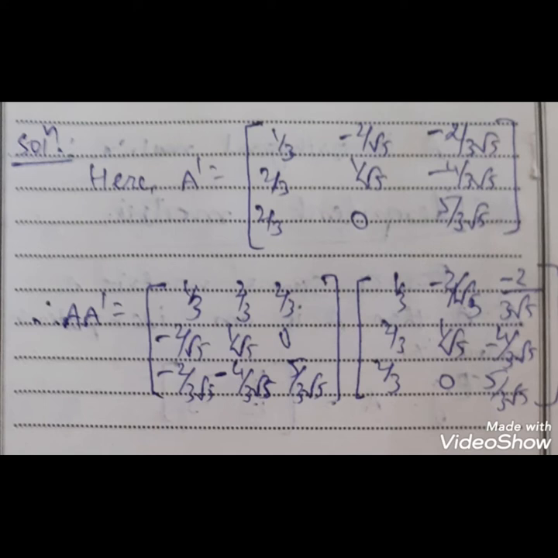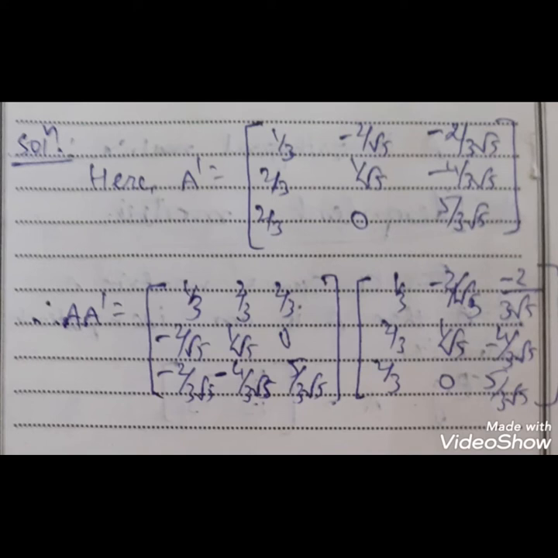that is 1/3 into minus 2/√5, means minus 2/(3√5), 2/3 into 1/√5, that is plus 2/(3√5), and 0. Similarly, first row multiplied with the third column gives the third element of the first row, so 1/3 into minus 2/(3√5), that is minus 2/(9√5), 2/3 into minus 4/(3√5), it will be minus 8/(9√5), and 2/3 into 5/(3√5), it will be 10/(9√5). So here we get minus 2/(9√5) minus 8/(9√5) plus 10/(9√5), it will also be 0.